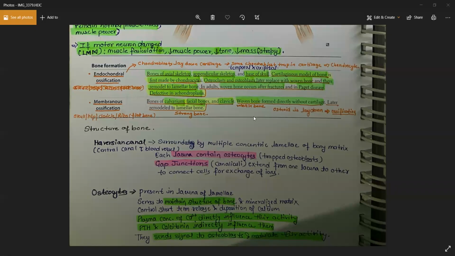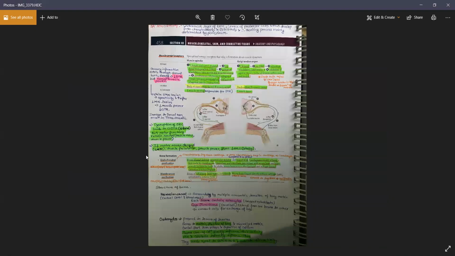So in achondroplasia, because only the endochondral ossification is affected, you will get shortening of the limbs only, right? While your calvarium, your face, your clavicle will be absolutely normal. Some of the flat bones like the ribs are also made up of membranous ossification. Do remember these facts also. So any doubts so far about the bone formation?